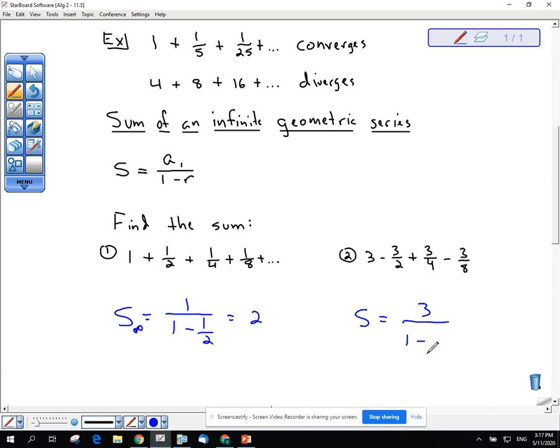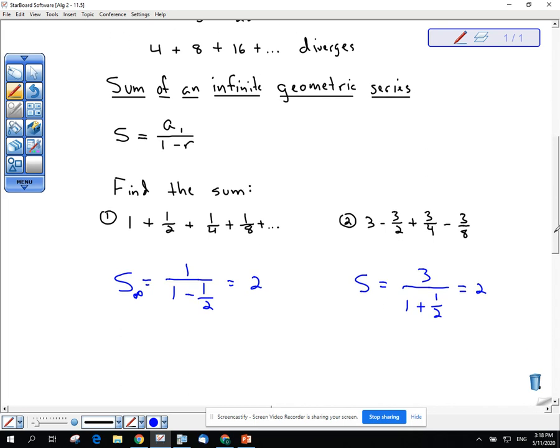How do you get from 3 to negative 3 over 2 to positive 3 over 4 to negative 3 over 8? Wouldn't that be times negative 1/2? So 1 minus negative 1/2 means 1 plus 1/2. And 3 divided by 1.5 then would be 2. Now it's a coincidence that both of these examples are 2. It's not always that the answer is 2.